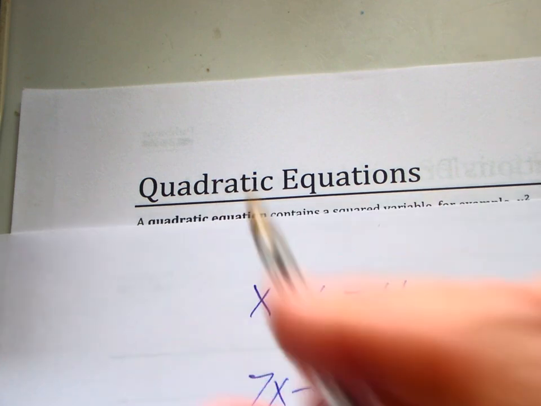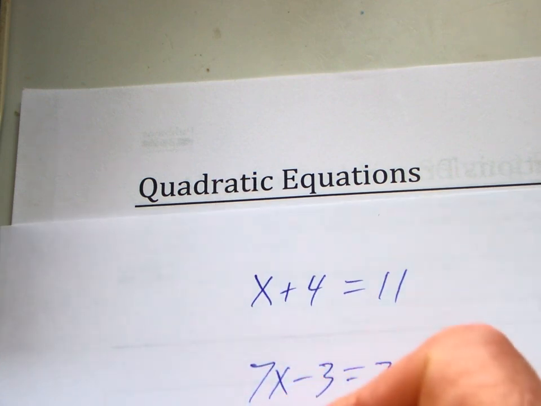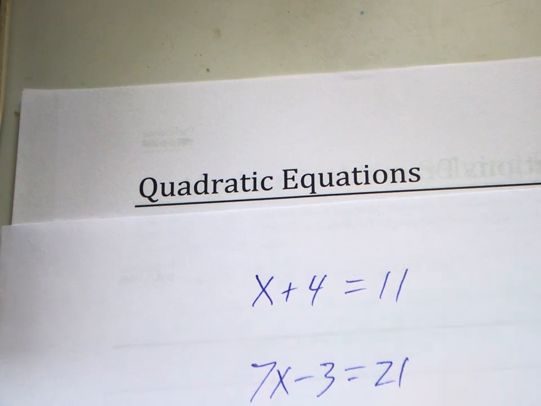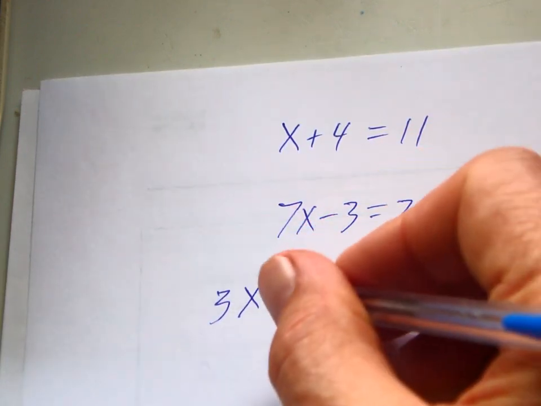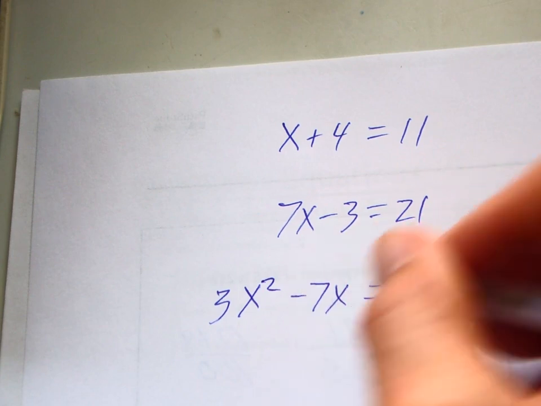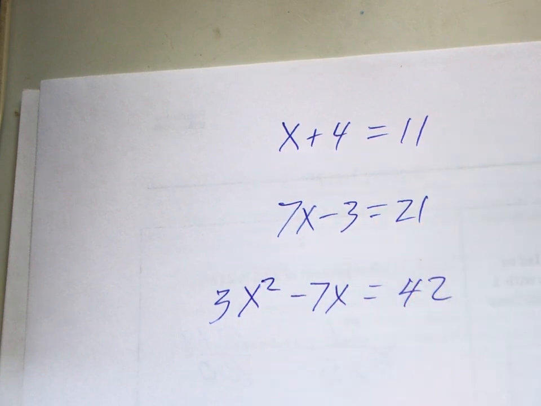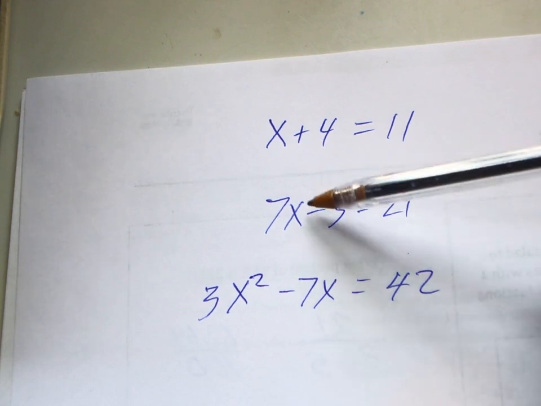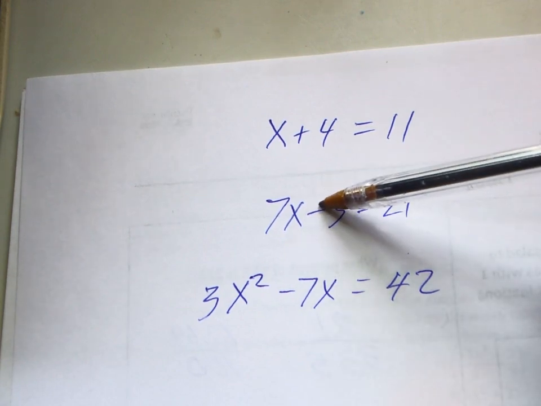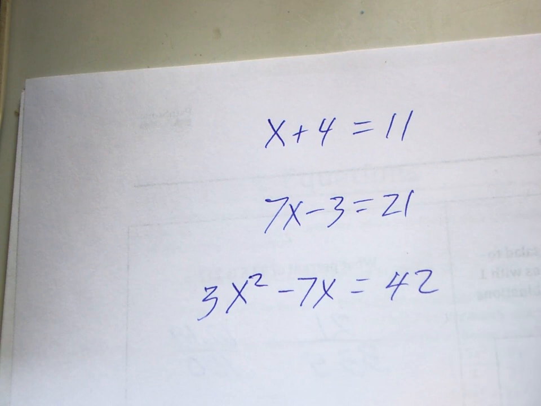But now we're going to move to quadratic equations. Quadratic equations have an x squared. So maybe you have 3x squared minus 7x equals 42. Okay, this is a quadratic equation because it has x squared. Quadratic equations are much harder to solve than simple 1-degree equations like this. Okay, and we're going to be working on how to solve quadratic equations.